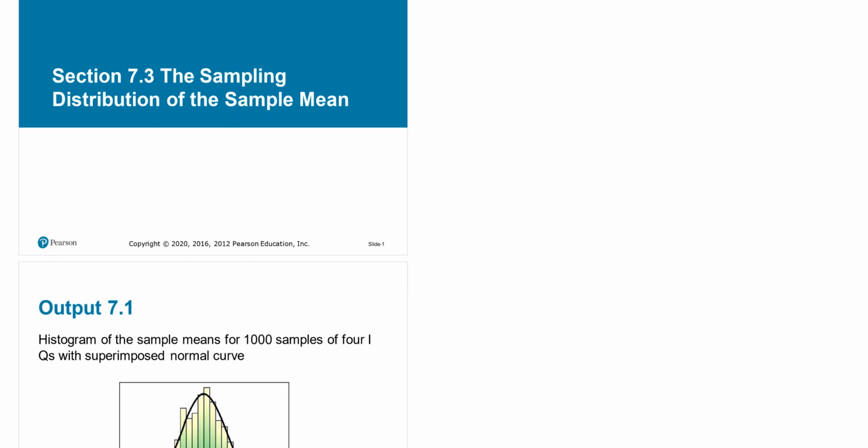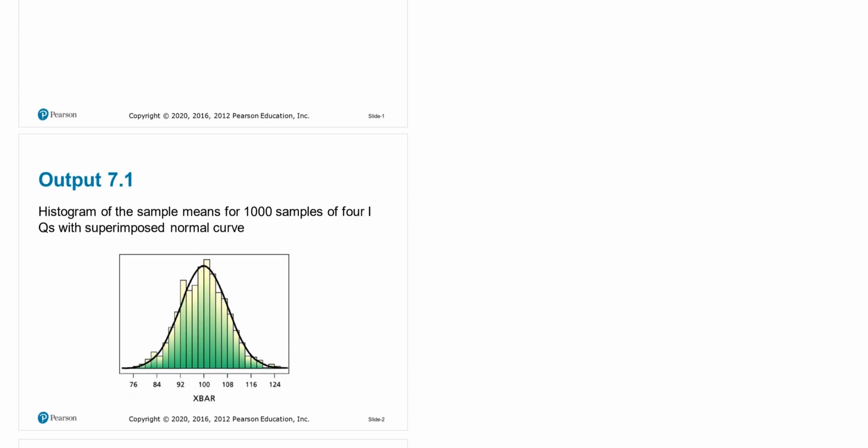So if someone picks a large data set and draws a histogram, this shows a histogram of the sample means of 1,000 samples. Notice they talk about 1,000 samples, not 2 or 3 or 4. They notice that the distribution for x bar, the sample mean, is almost normally distributed.